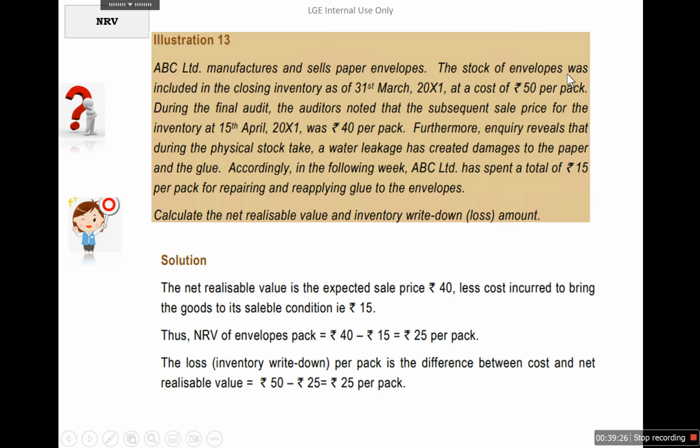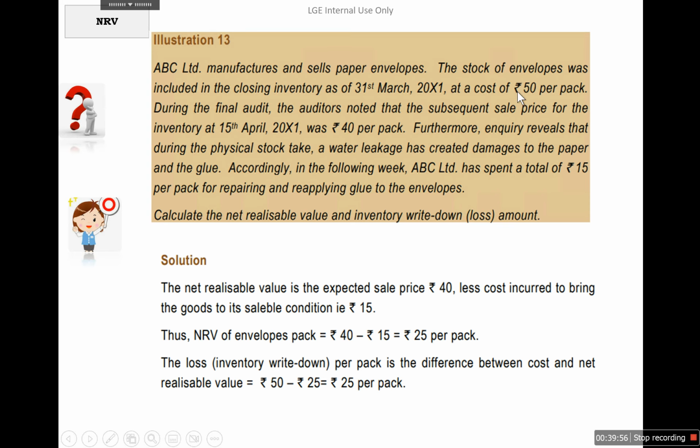The cost of the envelope was 50 per pack, and during the final audit, the auditor noted the subsequent sale price has decreased from 50 to 40. Furthermore, inquiry reveals that during the physical stock take, a water leakage has caused damage to the paper and glue. In the following week, ABC Limited has spent a total of 15 per pack for repairing and reapplying glue to the envelope.